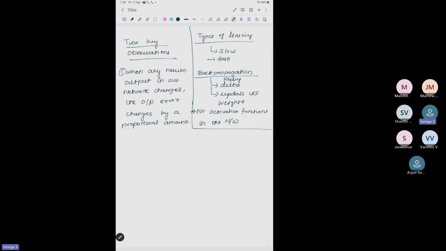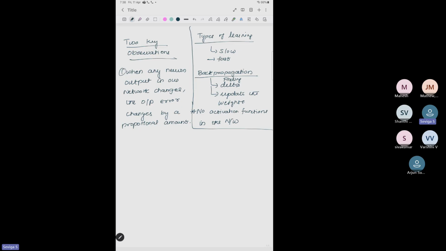When any neuron output in the network changes, the output error changes by a proportional amount. So neuron output and output error are related by a proportional amount. So we can say that the output is proportional to the error. How much it is proportional and all those things we will see now.